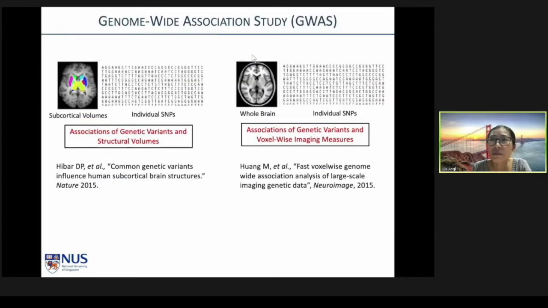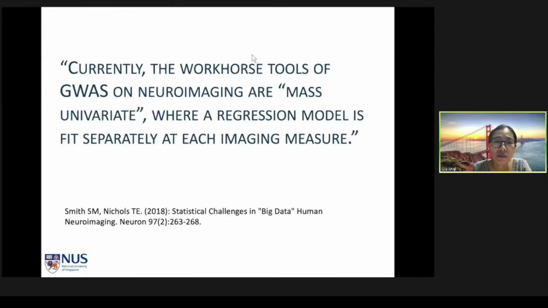Genome-wide association is the most popular approach to examine the relationship between genetic variants and brain imaging phenotypes. Here, the brain imaging phenotypes can be scalar measures, such as structure volume, or voxel-wise imaging phenotypes. Currently, the workhorse tools of GWAS on neuroimaging are mass univariate, where a regression model is fit separately at each imaging measure.